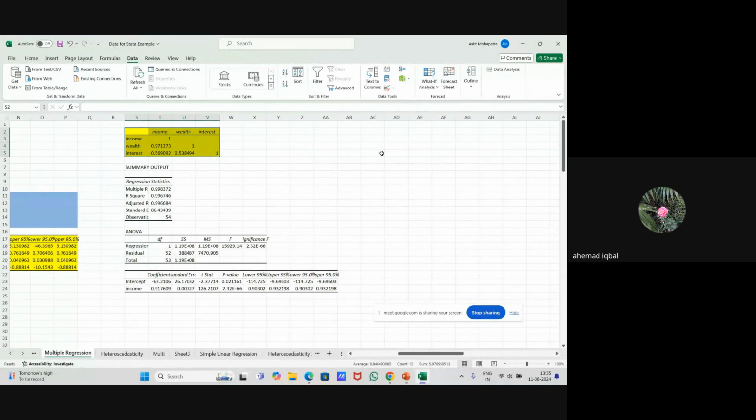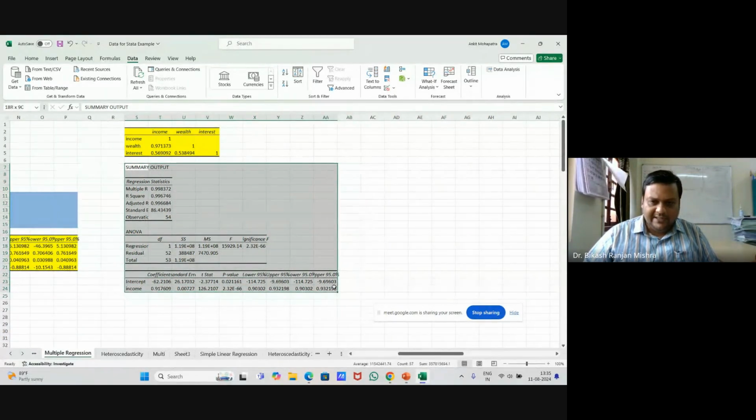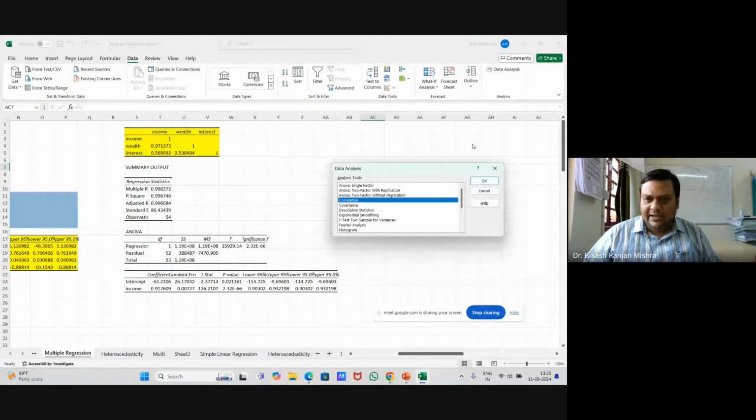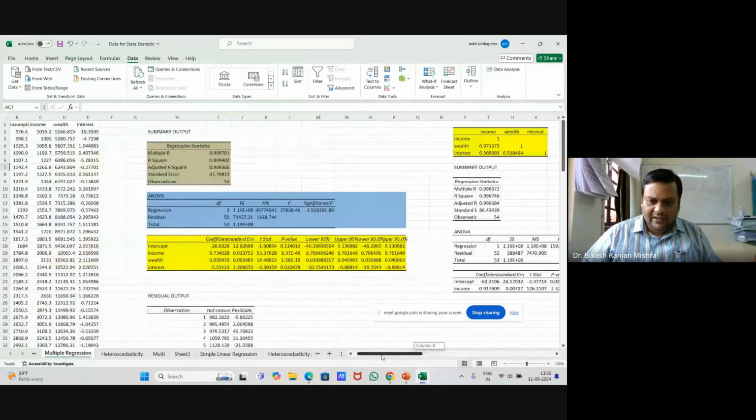Yes, sir. Okay. So now what happened? We have to repeat the simple regression 3 times because there are 3 independent variables. This is one part of the story: the relationship between consumption and income. For the second part of the story, go to data analysis. Let us do one thing.